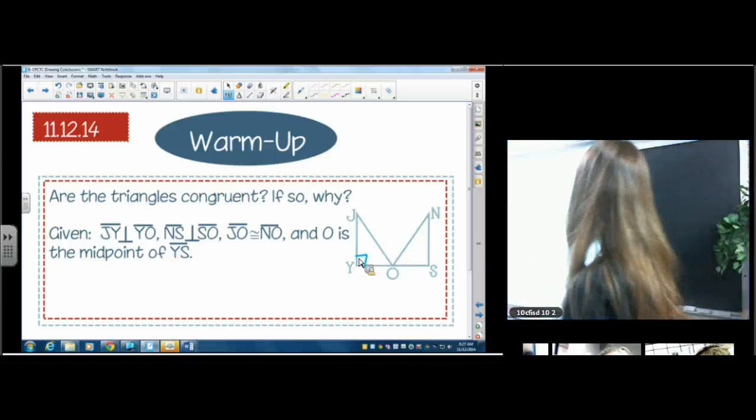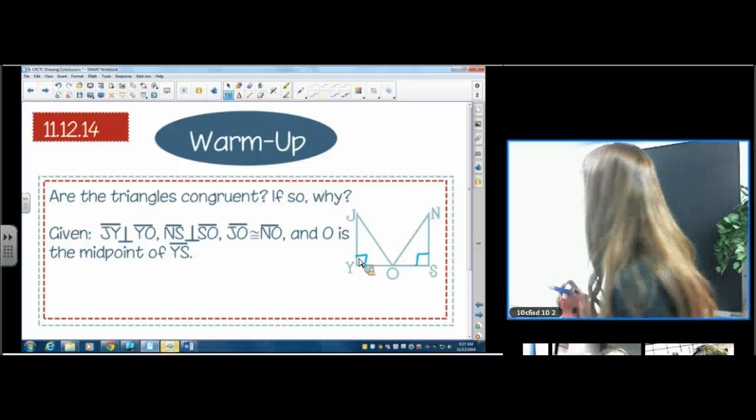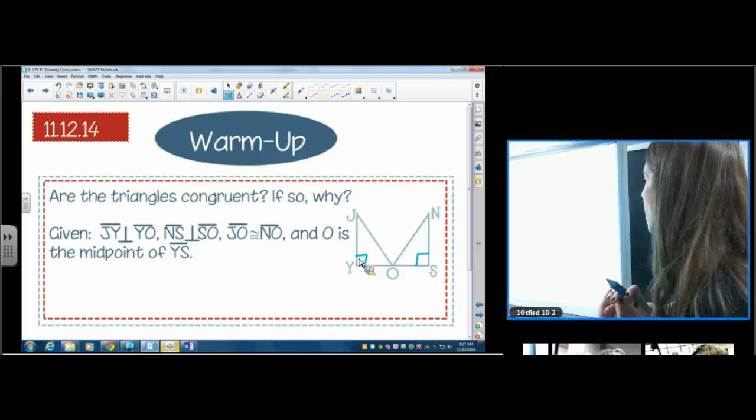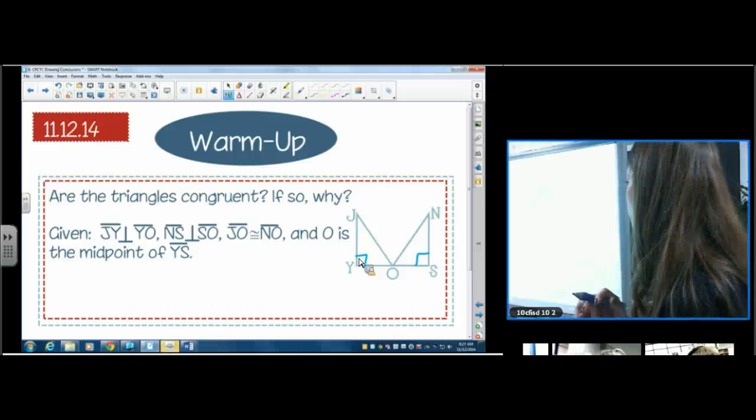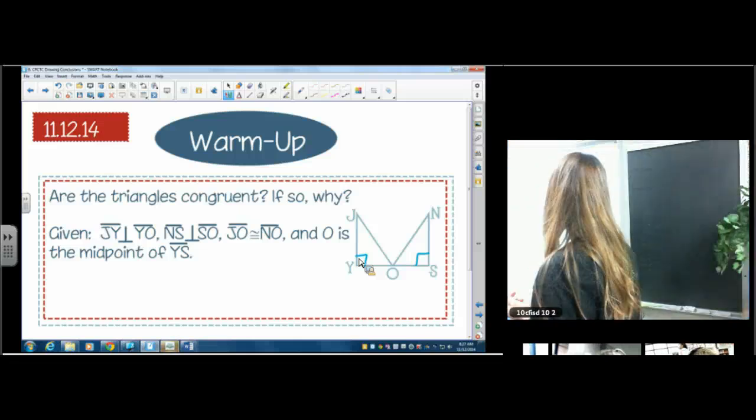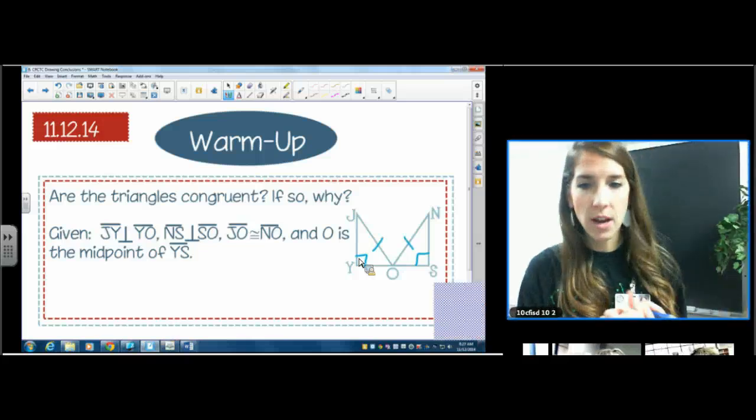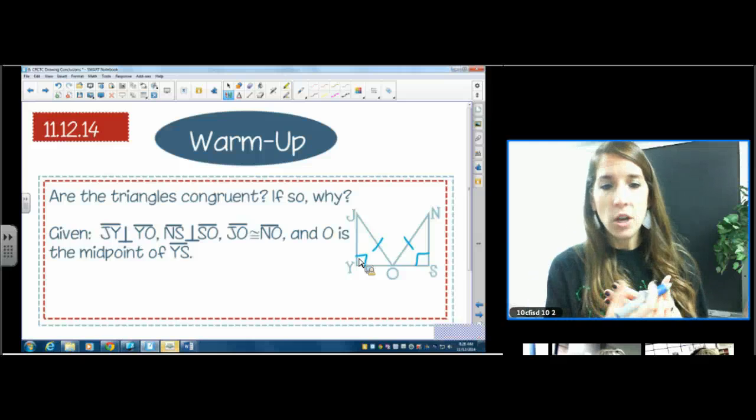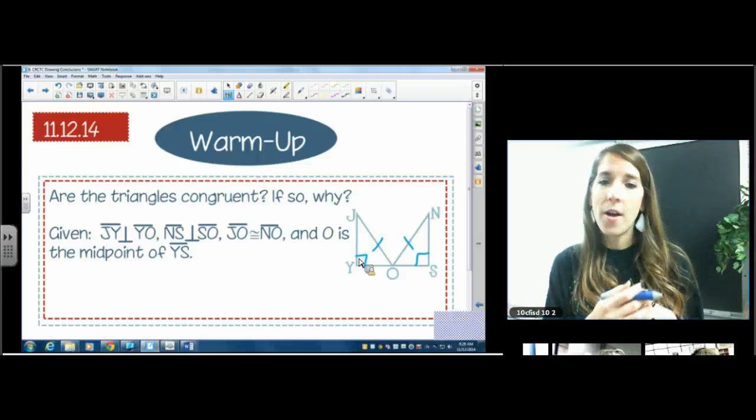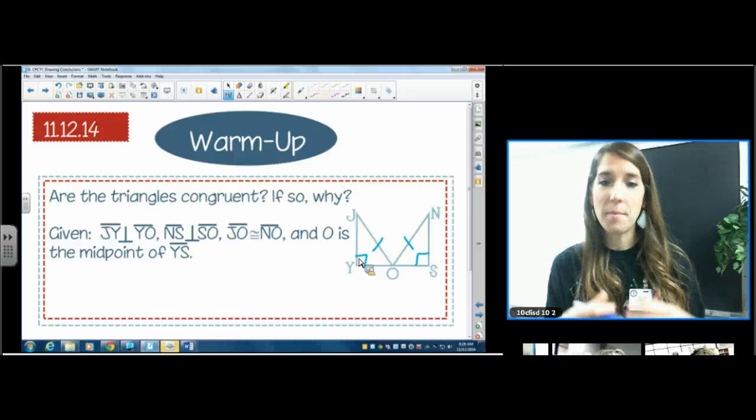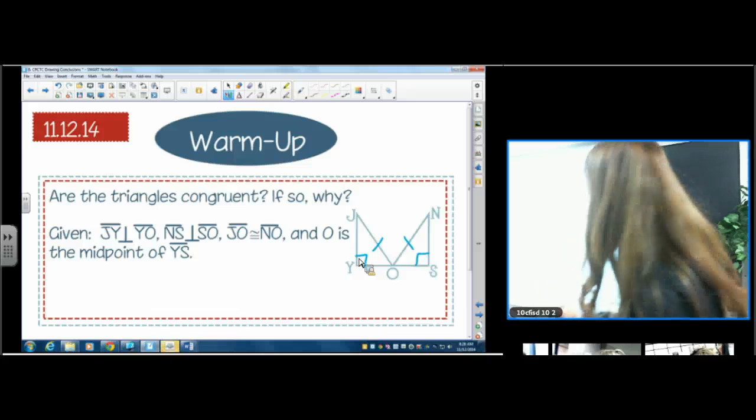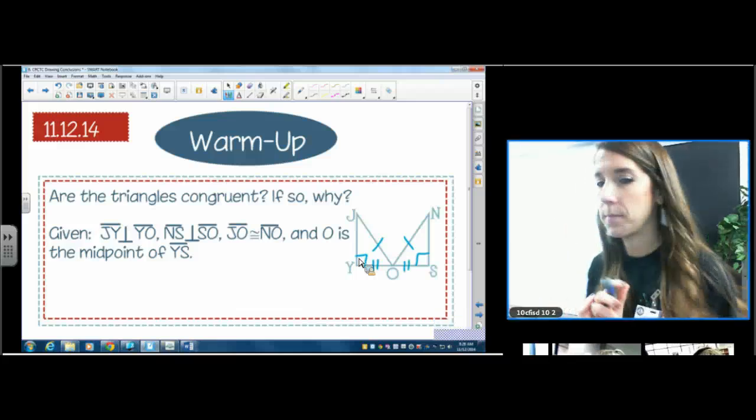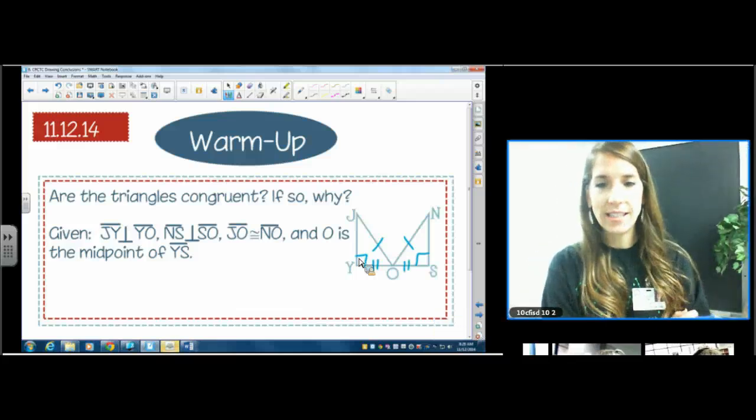NS is perpendicular to SO. So by definition of perpendicular lines, we have a right angle. JO is congruent to NO. So we are allowed to add a marking that shows that they're congruent. And O is the midpoint of YS. We talked about yesterday how if a point is a midpoint, then by definition of midpoint, YO is congruent to OS.